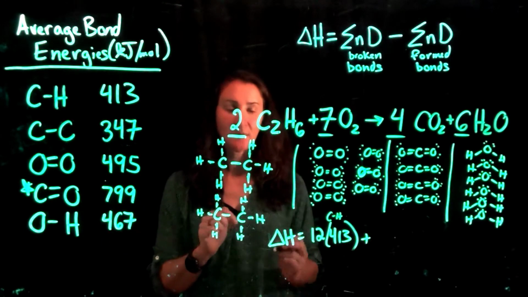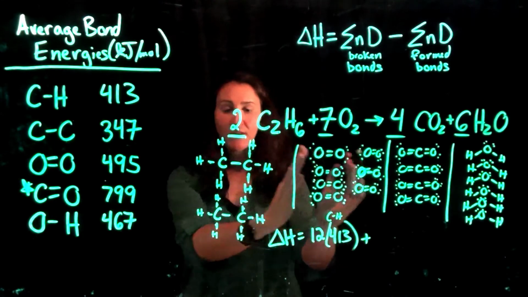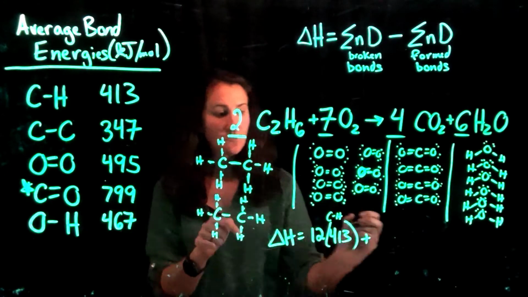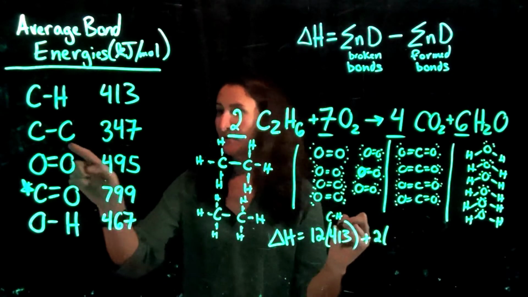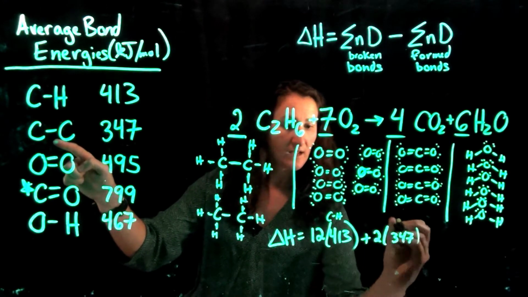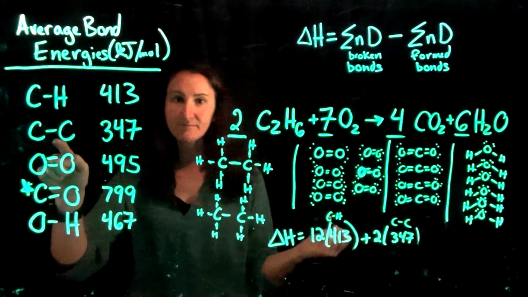Plus, what other types of bonds do I have? If I move straight to here, I will have forgotten about my C to H bonds. How many of those do I have? I have 2. So plus 2 times C to C, which is 347. And I'm going to denote that C to C right above it.